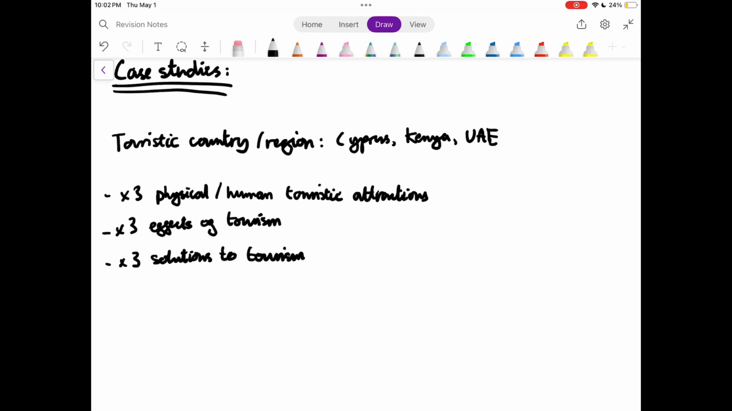And another case study you need to know that I forgot to add here is an example of a region where there's high industry. So an example could be Bangalore, the high-tech industry in Bangalore, or industrial estates in Karachi in Pakistan. So for this, what you would need to know are the impacts of industry on the local area.